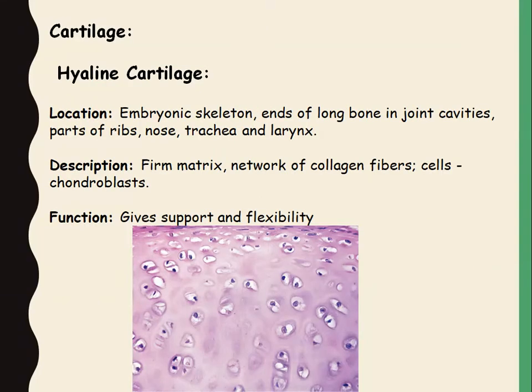Next one is the cartilage. First one is the hyaline cartilage. Location is embryonic skeleton, ends of long bone in the joint cavity, parts of ribs, nose, trachea and the larynx. For matrix, network of collagen fibers and cell is chondroblast. Function is which gives the support and the flexibility.